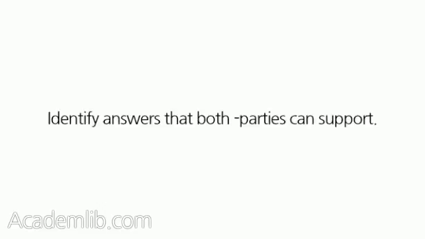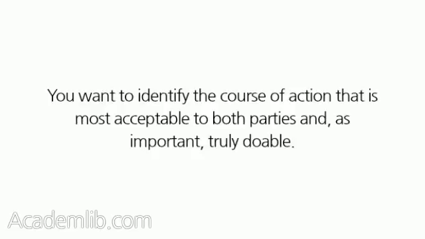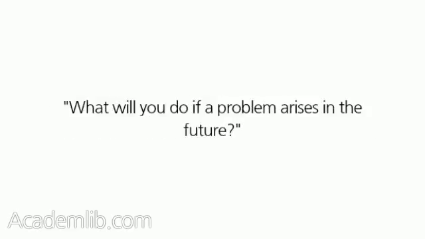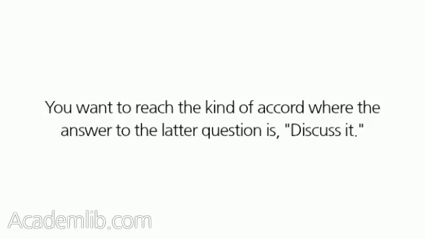4. Identify answers that both parties can support. You want to identify the course of action that is most acceptable to both parties and, as important, truly doable. You want an answer to the following questions. What action plan can you both put in place to prevent a similar conflict from arising between you? What will you do if a problem arises in the future? You want to reach the kind of accord where the answer to the latter question is, discuss it.